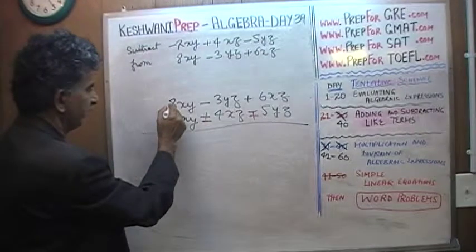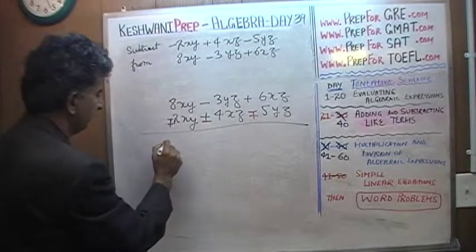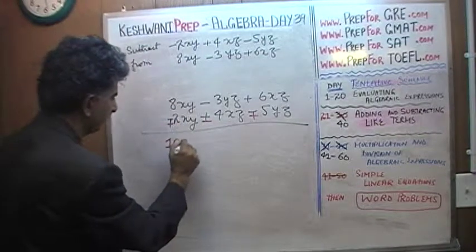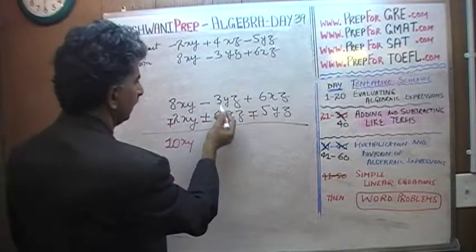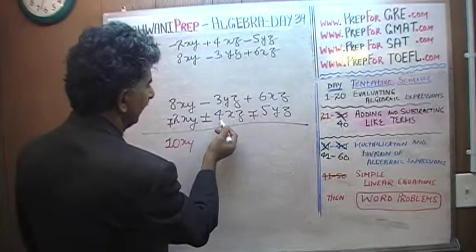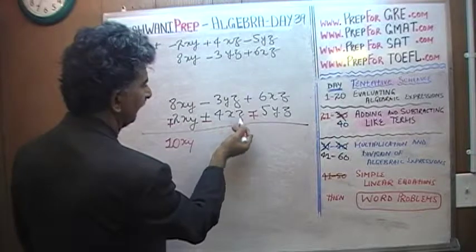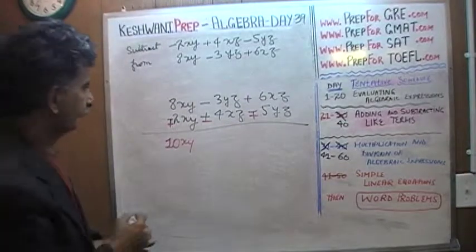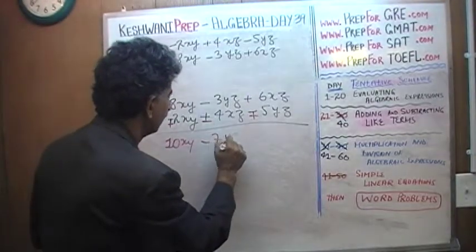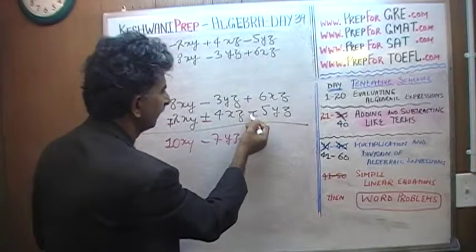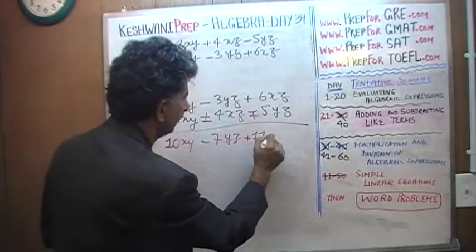This one has a positive sign here, positive 8 and positive 2 is positive 10xy. Negative 3yz and negative 4xz, negative 7yz. Positive 6 and a positive 5 is positive 11xz.